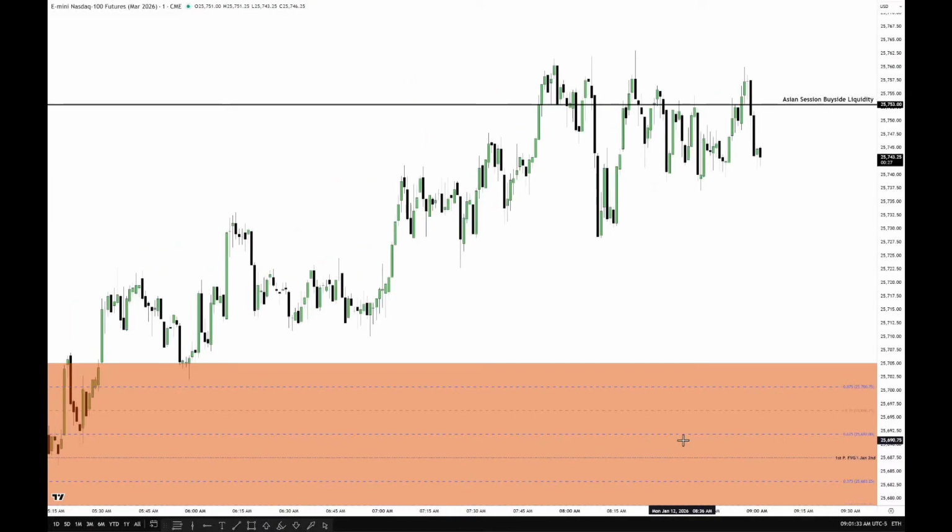So here's a 1-minute chart on NASDAQ, and you can see since we hit that liquidity, that was Asian session buy side liquidity, what has it been doing? It's in a holding pattern. Okay. What is this low in that low? Here to there. That's a relative equal low.